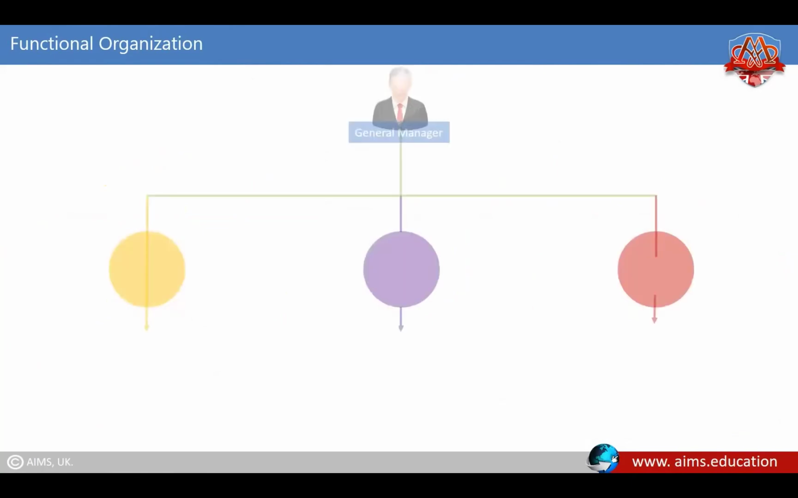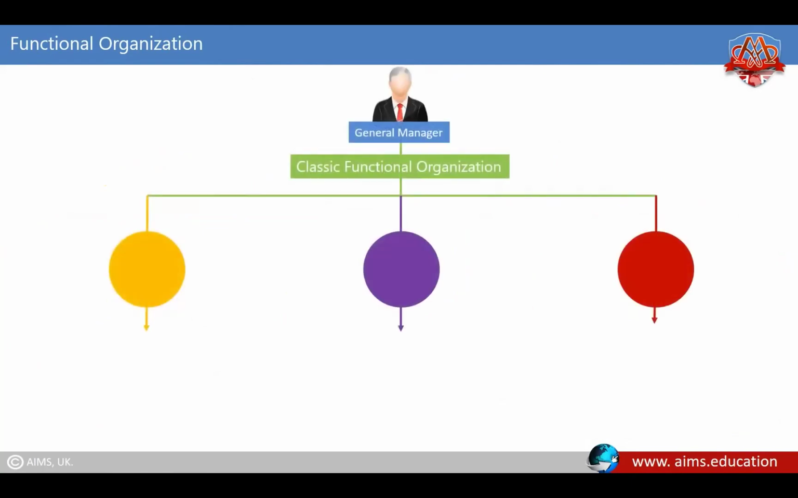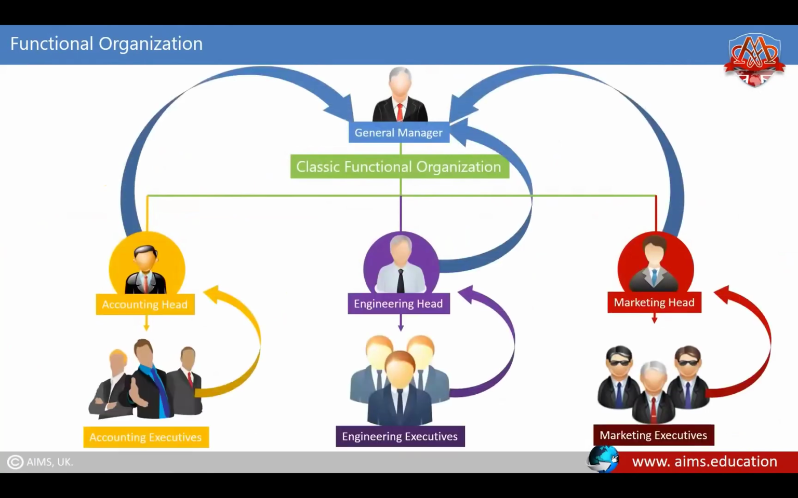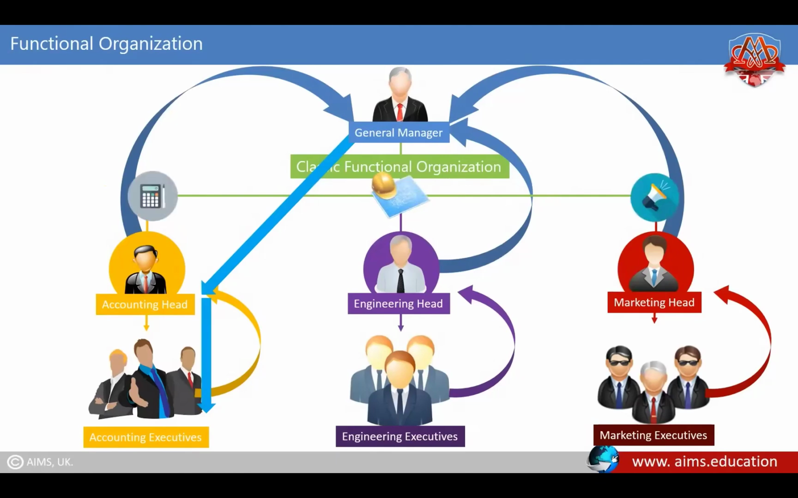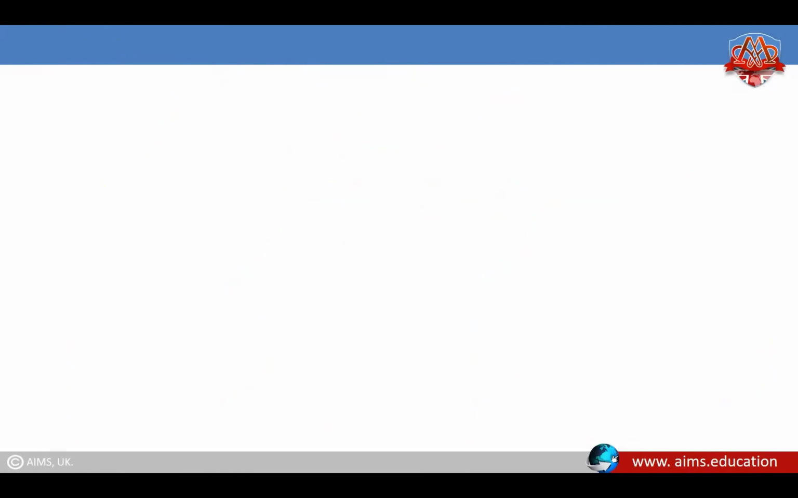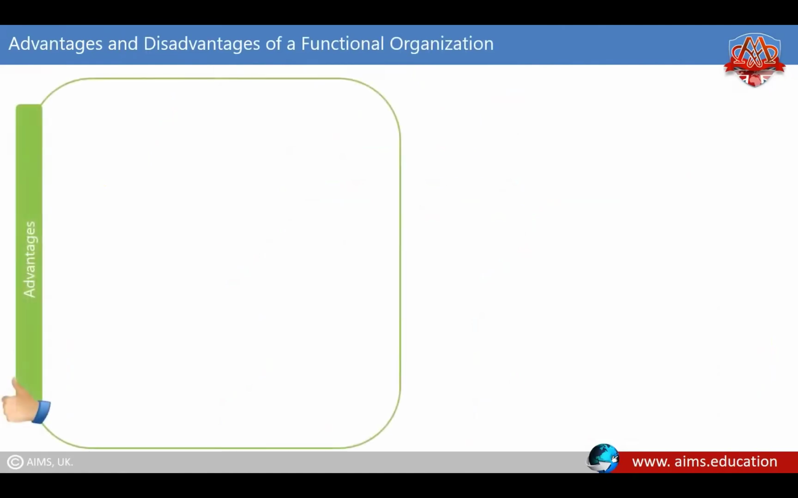The below figure represents a classic functional organization, where each employee has one clear superior. Grouping occurs from top level down to the bottom level, for example, accounting, engineering, or marketing. Project work of each group is performed independently from other groups. Now, let us see the advantages and disadvantages of a functional organization. Its advantages are as follows.